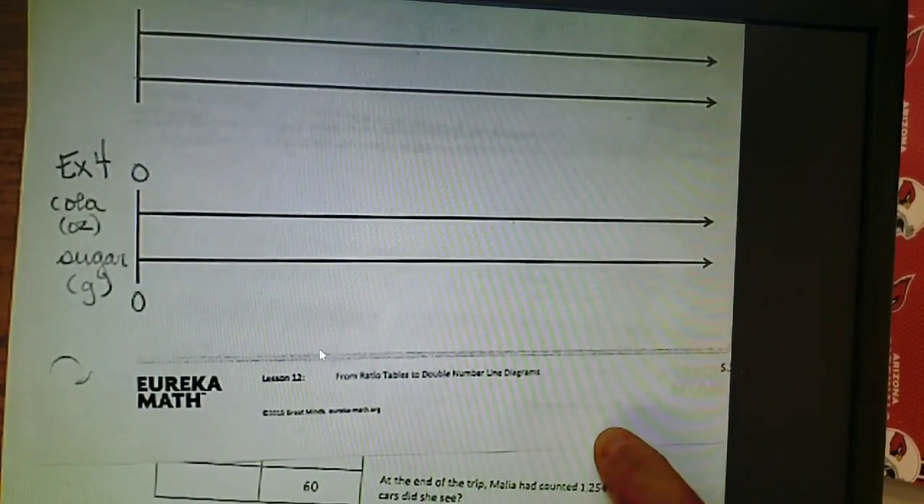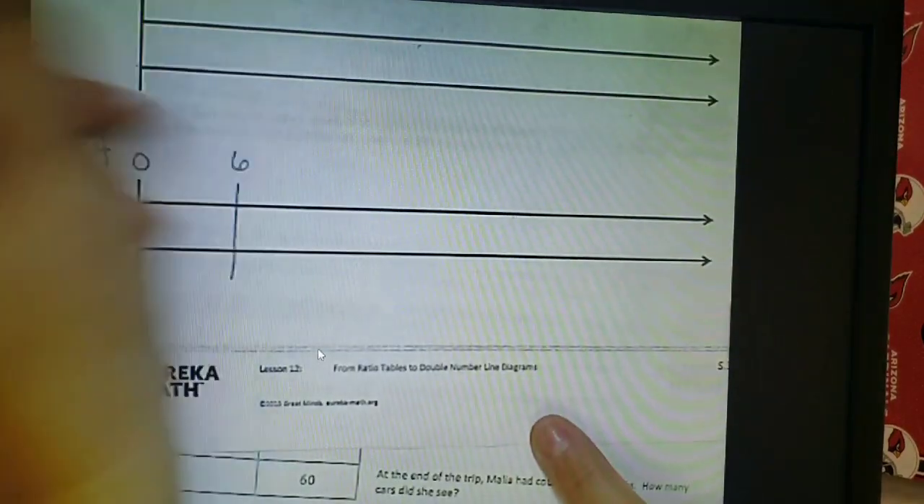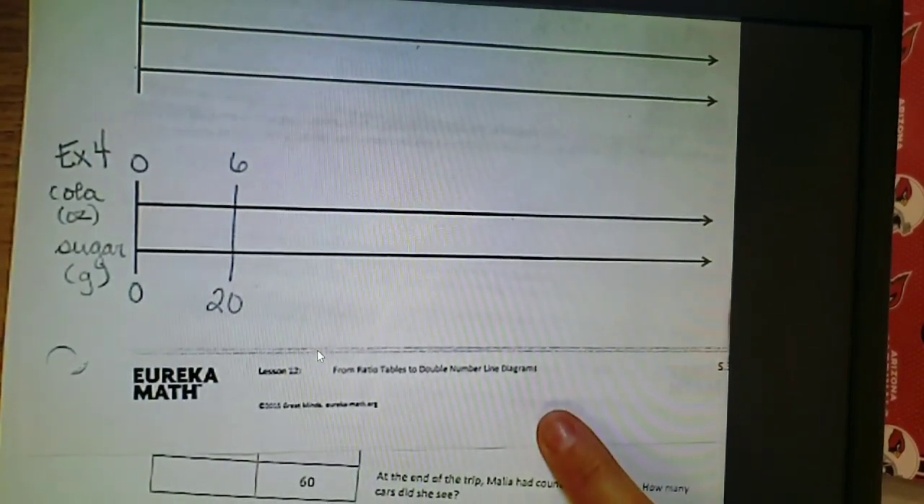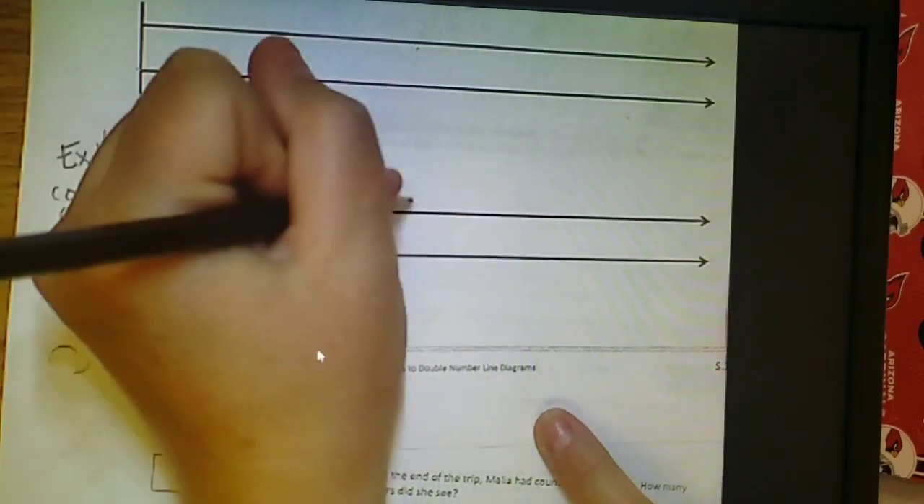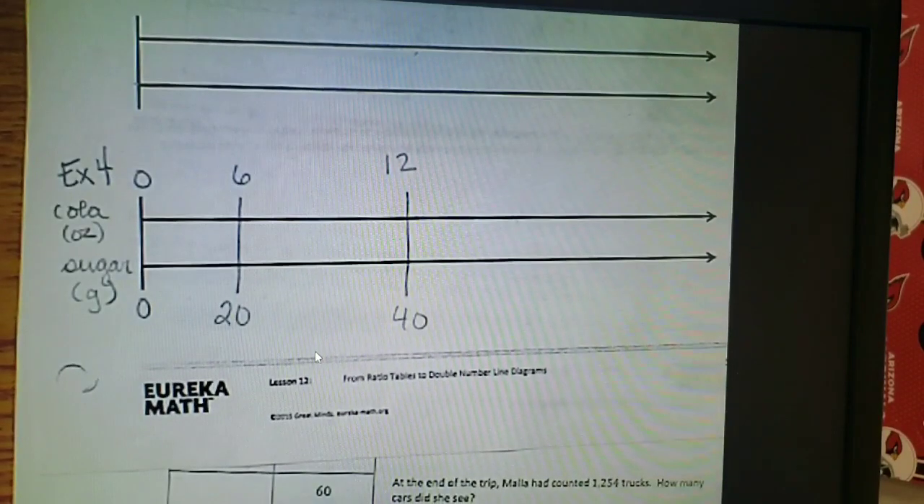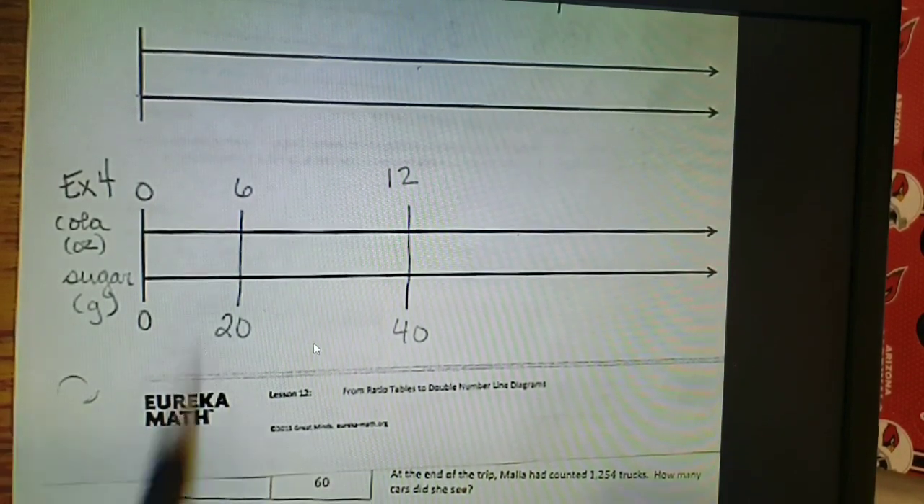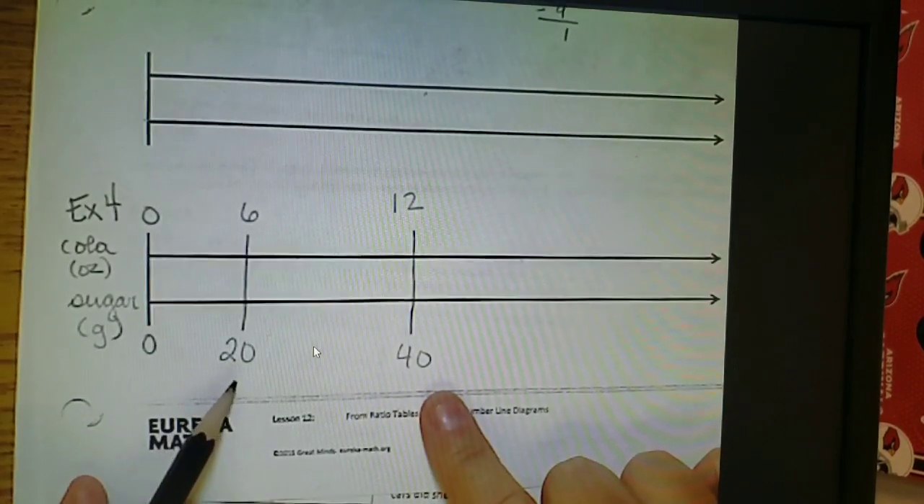So we know that a 6-ounce cola has 20 grams of sugar, and then we know a 12-ounce cola has 40 grams of sugar. But in this particular problem, 25 grams of sugar is our number. So we're trying to figure out where 25 grams of sugar is going to fall. So we need to look at our sugar.